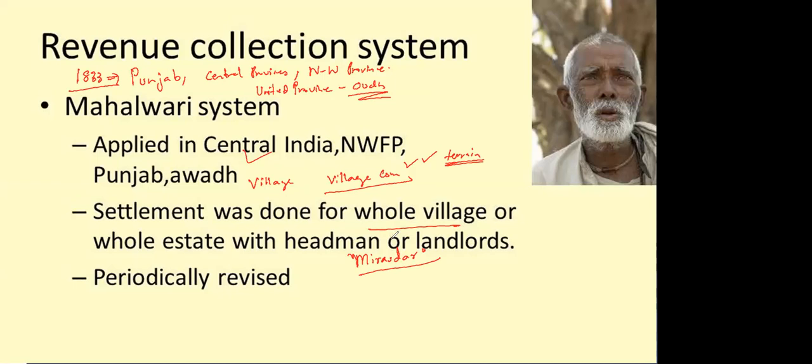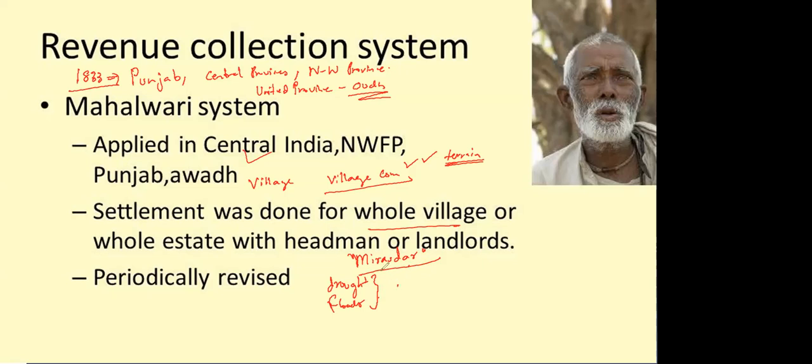But though the village was measured at the time of fixation of the revenue, it did not take into account when there was a drought or floods, and all these things were not considered. So when floods came and destroyed everything, still the village people had to contribute.